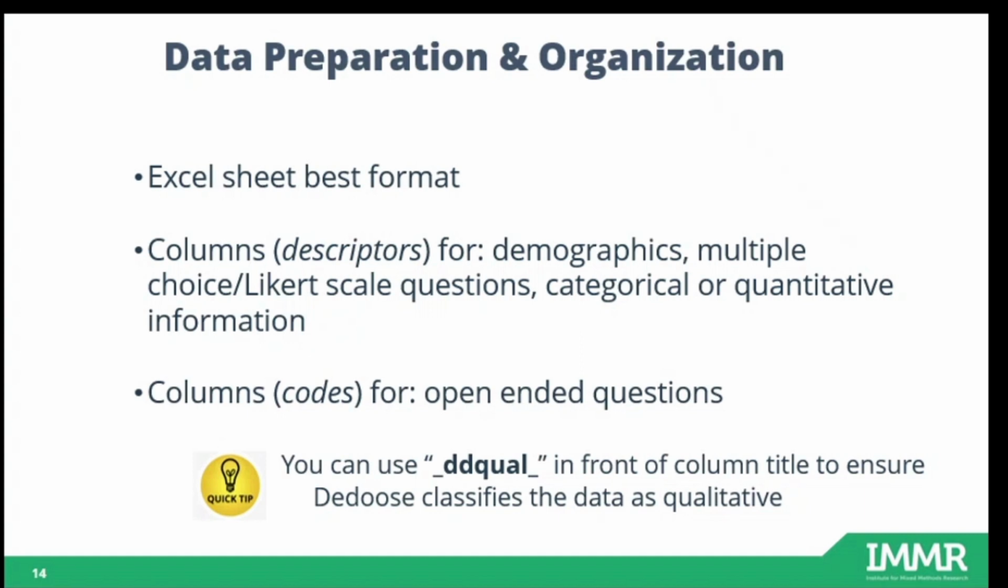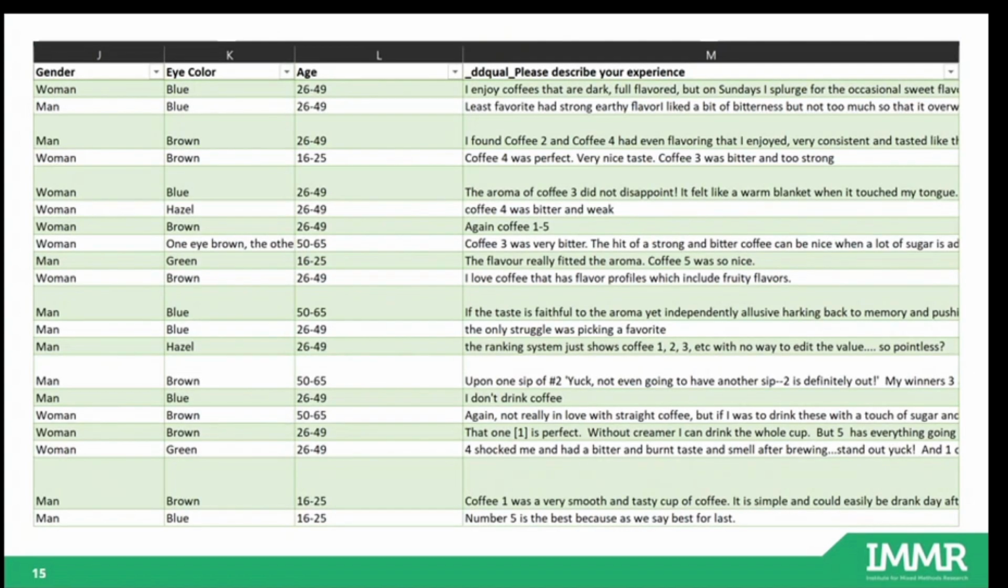So a quick tip here: usually Dedoose categorizes the qual versus quant correctly, but if you don't want to chance it, you can always put this little tag of underscore DD qual underscore in front of the qualitative question column title, and that guarantees it will be categorized correctly. And I believe we have a snippet example here on the next slide.